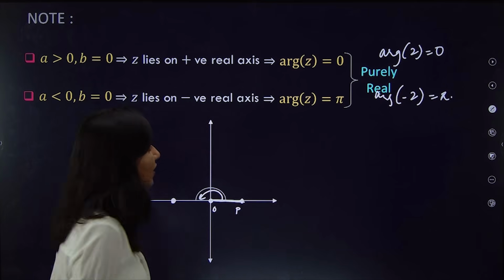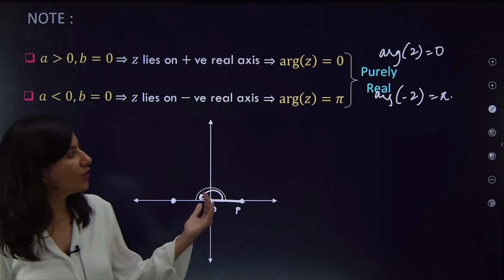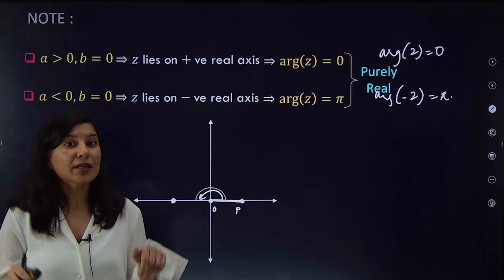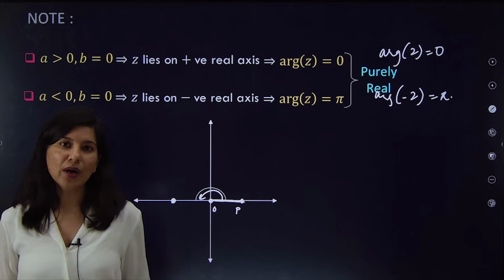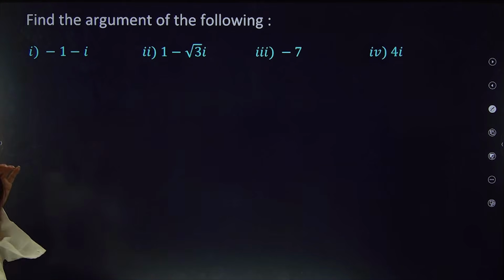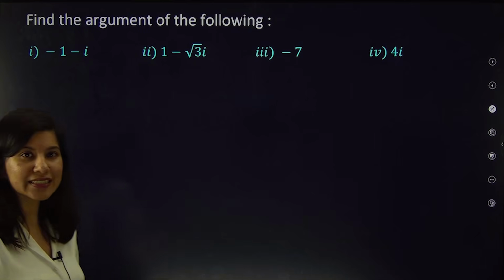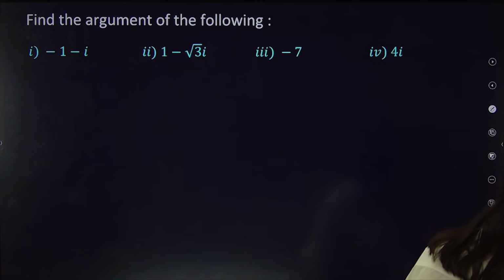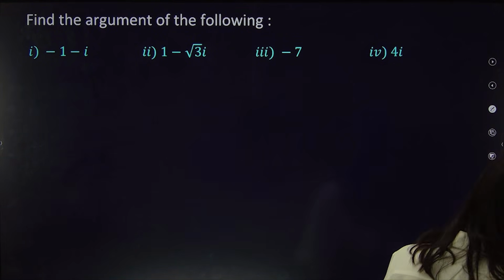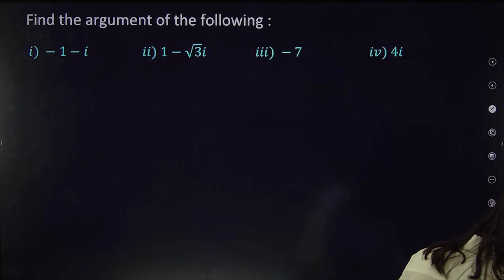So the argument of a purely real number is either 0 or pi. The argument of a purely imaginary number is pi by 2 or minus pi by 2, depending upon the sign of the imaginary part. One by one we will solve this and figure out the amplitude, or you can say the argument of this.